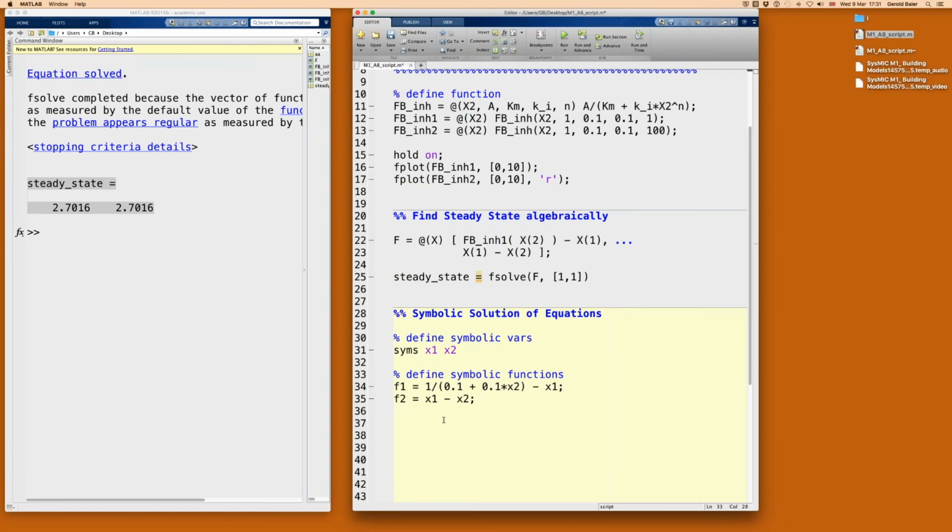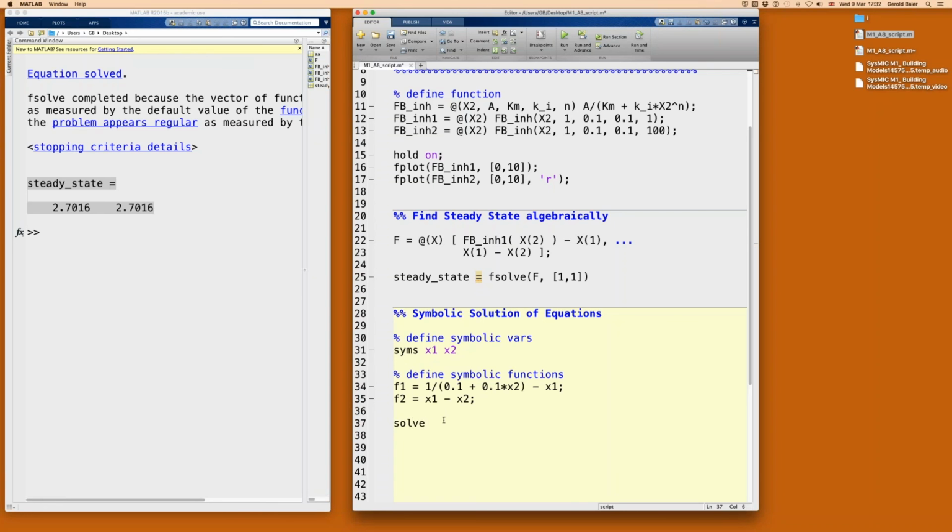Keep in mind that if you want to use those constants as constants and also potentially change them, you would also have to define them symbolically and have syms also for the constants, and you could treat it more generally. But for the moment, suffice it to have this simple way of writing the same equation in a symbolic way. And now let's find the solution of the steady states for this.